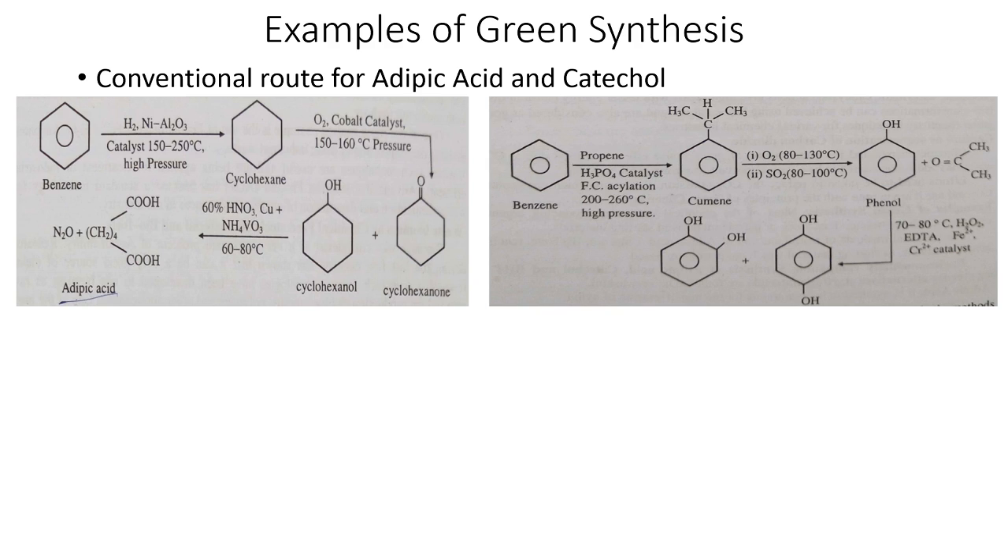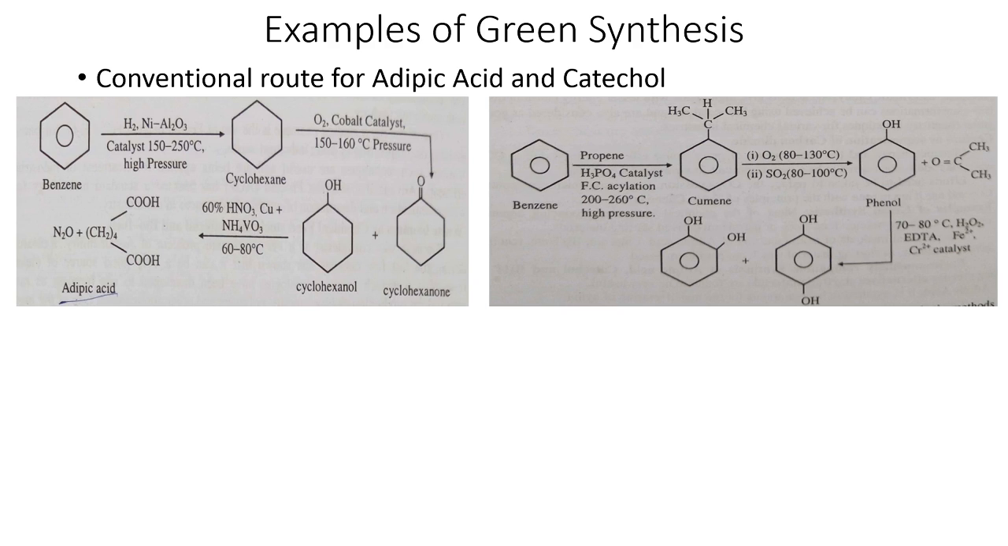So this green synthesis of adipic acid can be achieved from biomass, or you can say renewable feedstock, and that is from D-glucose. Okay, and the catalyst which is used here is E. coli. The starting material in the conventional route is benzene, whose feedstock is a petroleum product, which is going to be depleted very fast.